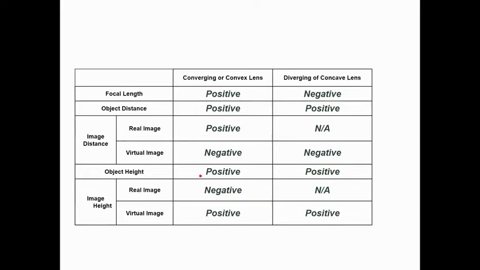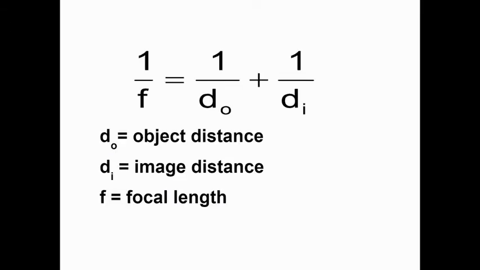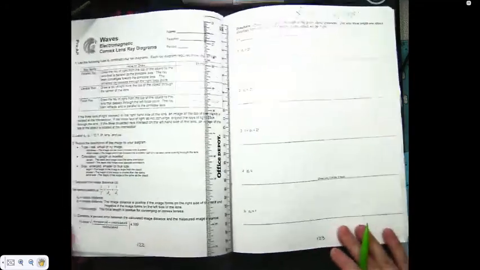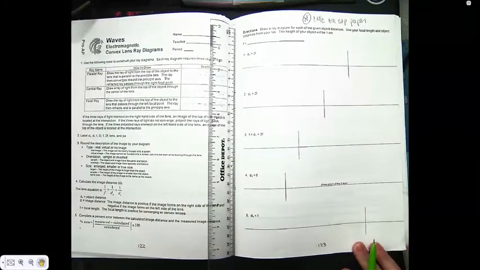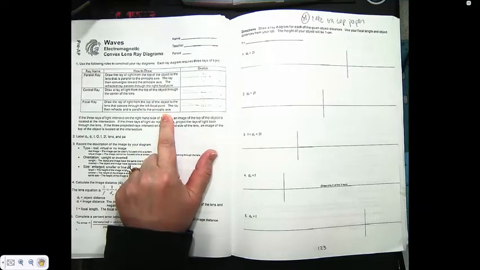This is a chart that lists out all of our sign conventions for the different types of lenses. This is page 122 and 123 in your workbook. As I mentioned, it is just a reference chart in case you forget how each type of ray is drawn. And it gives us some instructions here.